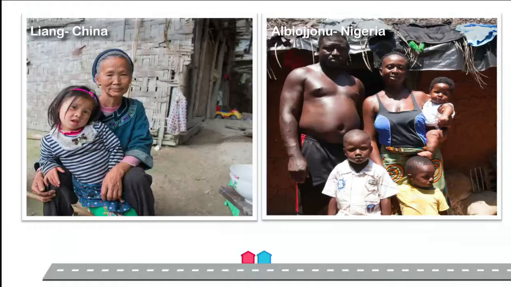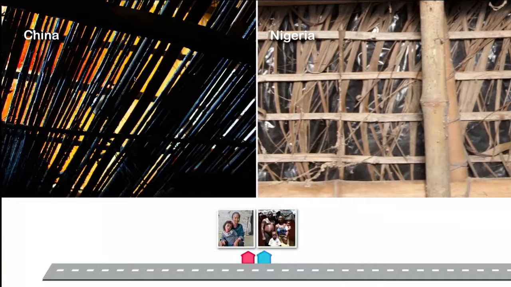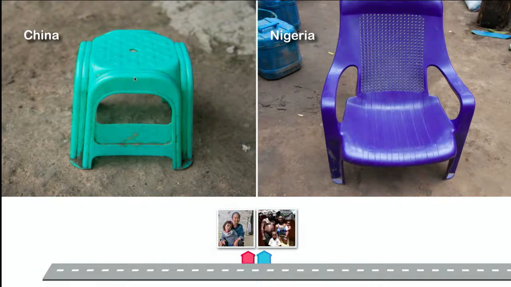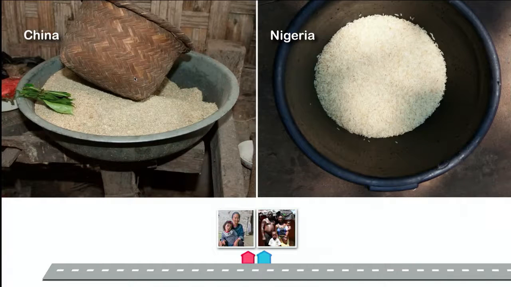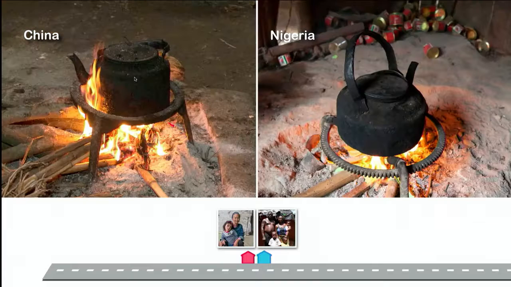So we go to the poorest Chinese family we saw and compare it with the family in Nigeria, and when we look at it here, it looks like they would have nothing in common. Our stereotypes kick in and we think, what would they share? But if we start looking at the household assets, it's pretty fascinating. Their ceilings, their sofas, their grain, their dinner, and how they cook water.